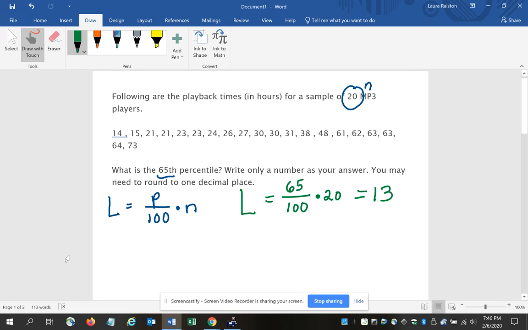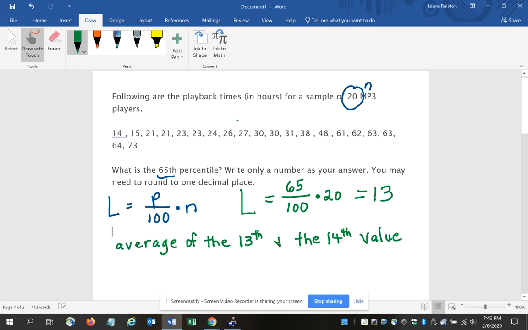Now, what you have to remember, there are two guidelines, and this is one of those things that you might want to write on your note sheet for the midterm: if the L is a whole number, you have to find the average of the number that's in the 13th and the 14th place. But if L is a decimal number, you round up automatically. So since L is a whole number, we need to take the average of the 13th and the 14th value in the list.